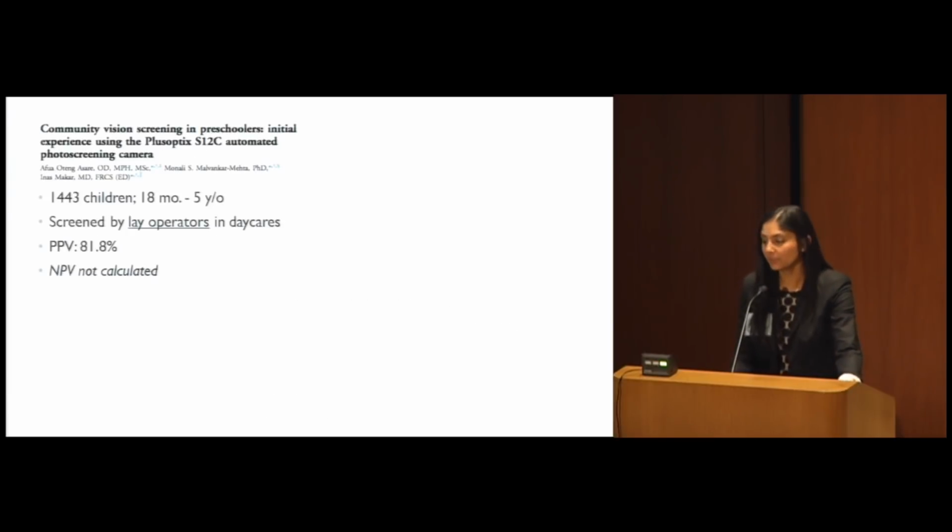So I think you can feel assured that a negative test, even in a developmentally delayed population, is actually truly negative. And then similarly, when I'm looking at the Plus Optics screener, this is a study in all children. This study included over 1,000 children of various ages using the screener by lay operators. The positive predictive value of this screening test was much higher than the Welch Allyn test at 81%. But again, this study didn't calculate the negative predictive value for the same reason as the previous study.